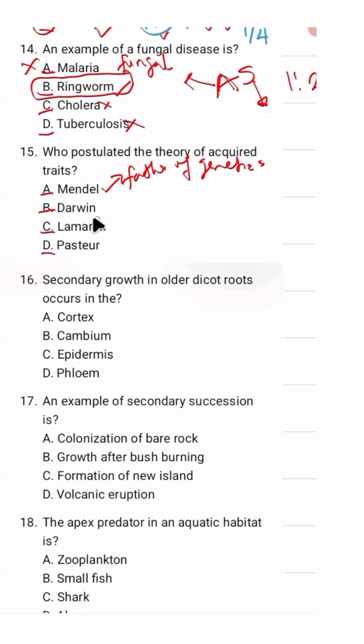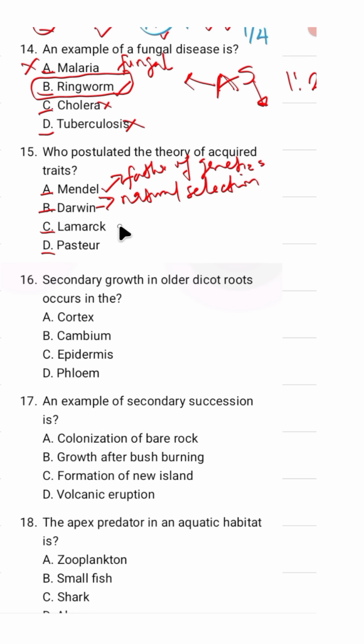The next guy is Darwin. So Darwin, his full name is shown on your screen right now. So Darwin proposed the theory of natural selection. This guy is the father of natural selection. Which states that, what does this law state? It states that organisms with advantageous traits survive and reproduce. Okay, that's just the basics of the natural selection theory.